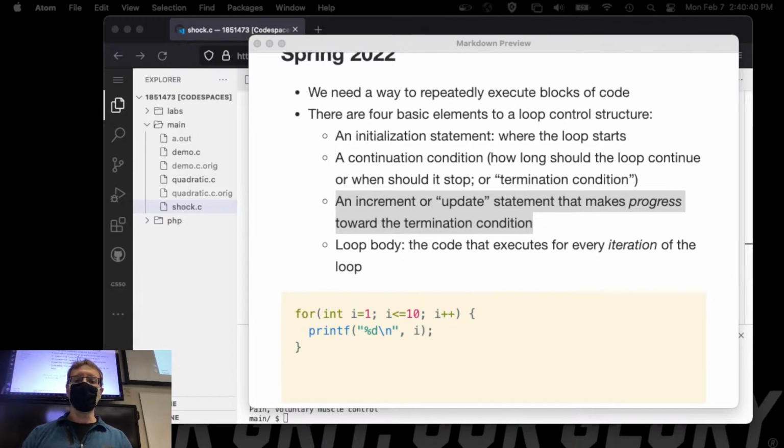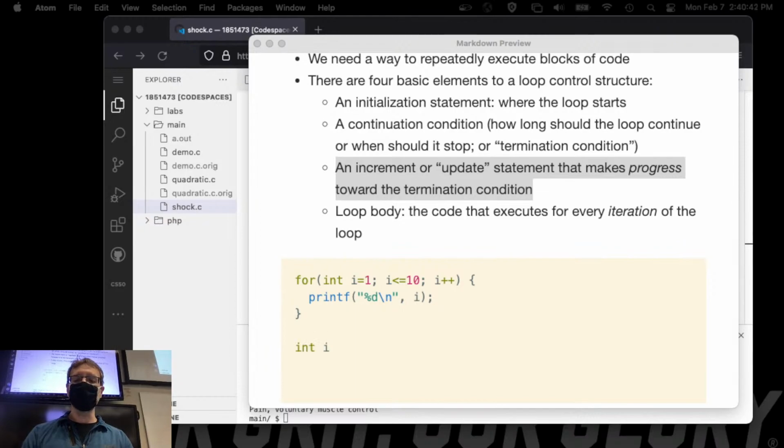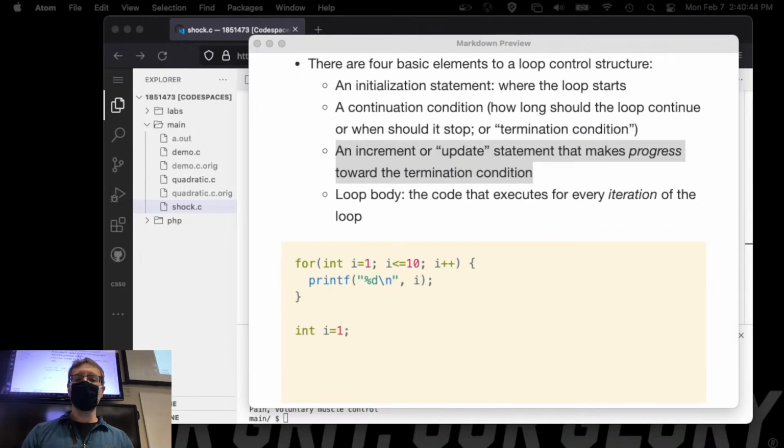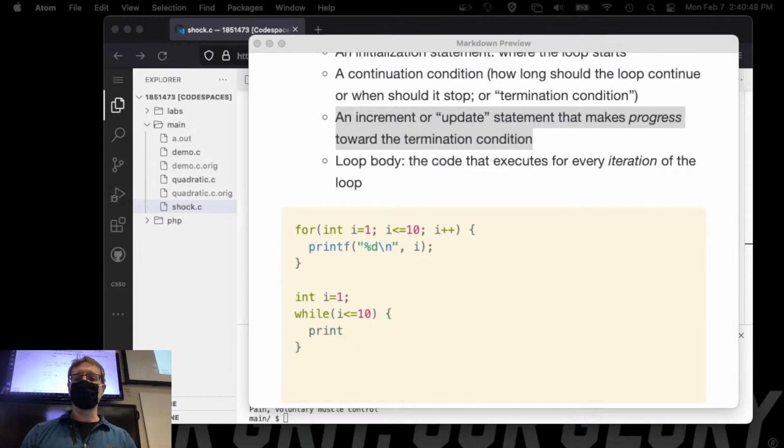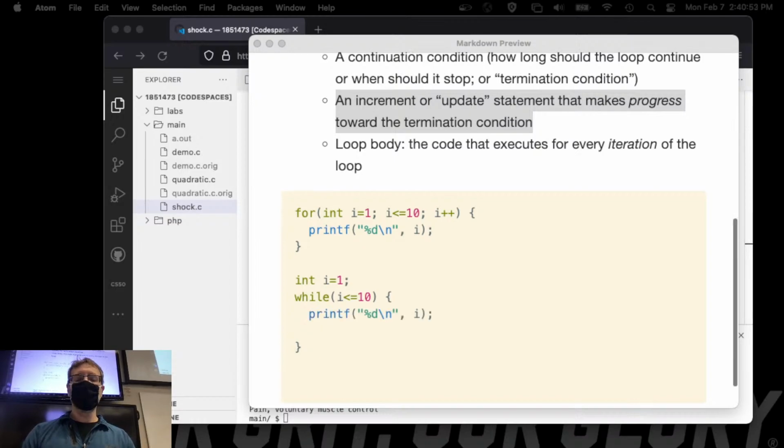An equivalent loop would be a while loop. Int i starting at 1, while i is less than or equal to 10, print, and then I'm just going to steal this, print i out, and then increment it by 1. These two loops do exactly the same thing. Sometimes you want to use for loops, sometimes you want to use while loops. We'll talk all about that on Thursday, though.